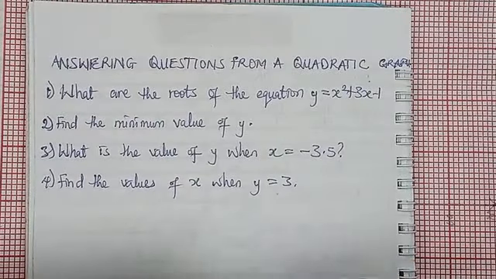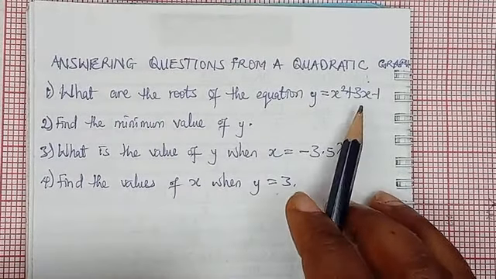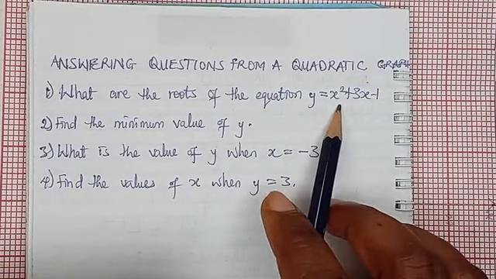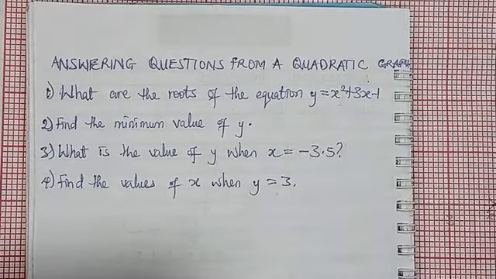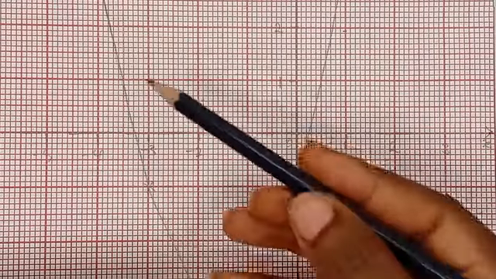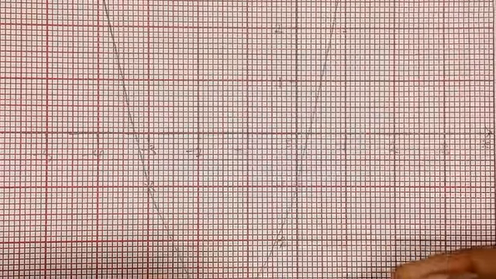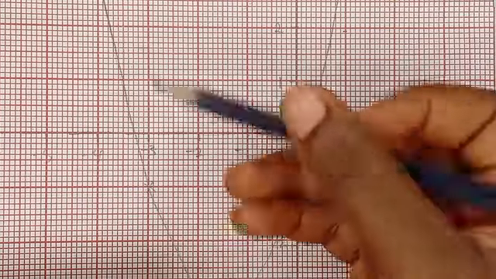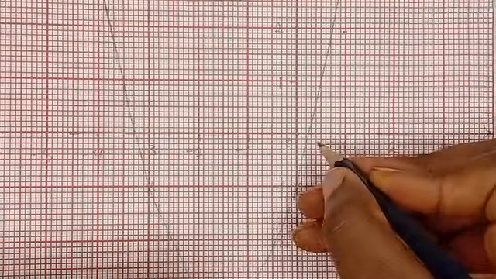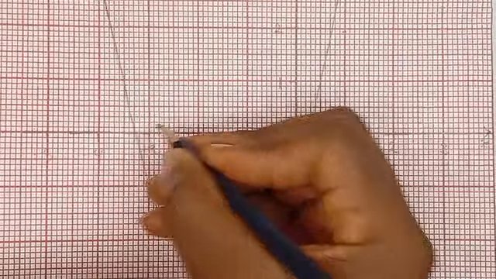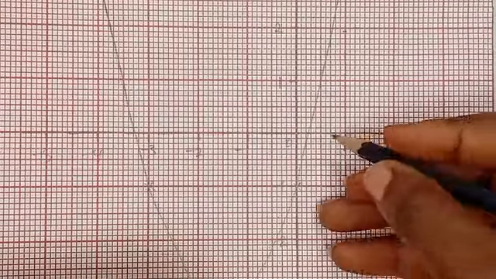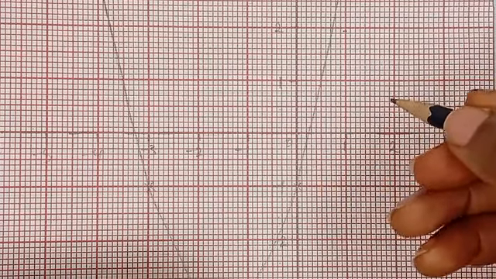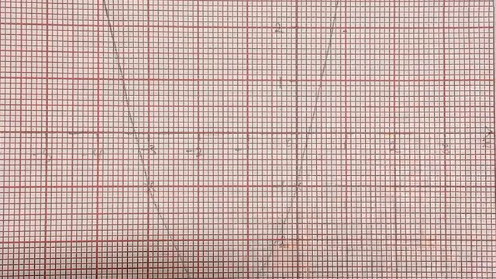The first question is, what are the roots of the equation? So this is the equation of the curve. We will now look at the graph. In a given graph, to find the roots of the equation is where the curve, the quadratic curve, cuts the x-axis. So at this point, and this point, these are the roots of the equation.